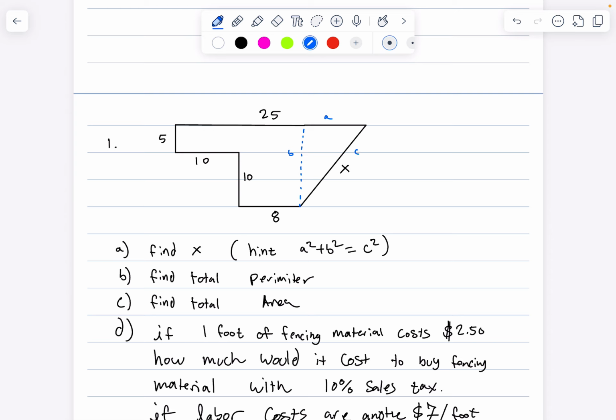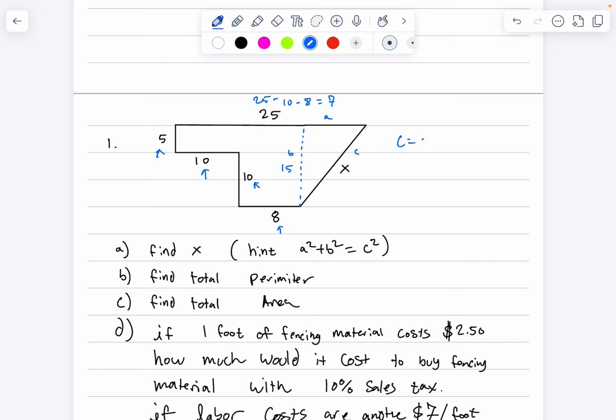And b is equal to 10 plus 5, which is 15, right? Because it's the same length. And a is equal to 25 minus 10 minus 8. So 25 minus 18, that's equal to 7. Okay?